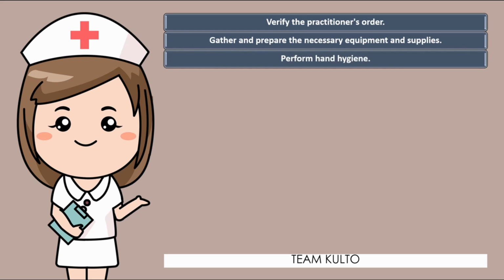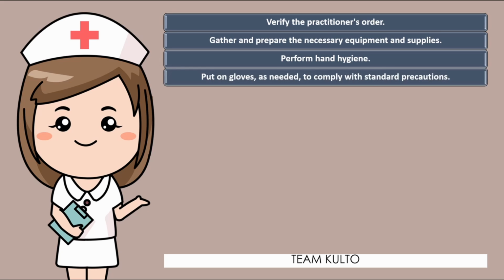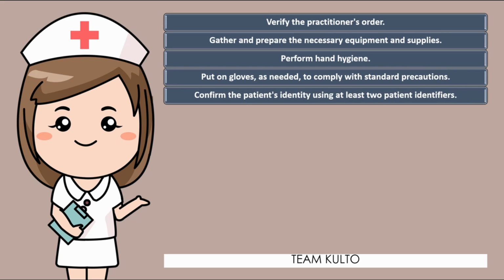Ano pa? Perform hand hygiene. Hand hygiene po para maiwasan ang spread of infection. Simple. Put on gloves as needed to comply with standard precautions. Pag may mga contact precautions, normally sa hospital talaga gumagamit tayo ng gloves, okay? Para rin infection control. Okay, confirm the patient's identity using at least 2 patient identifiers. Anong rasyonale? Para malaman mo na ito nga talaga ang patient mo.